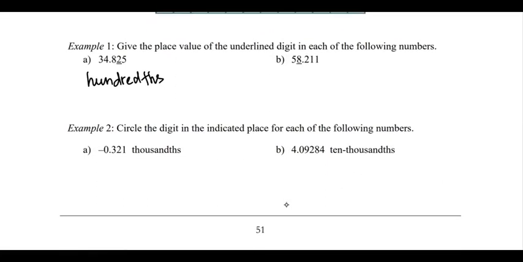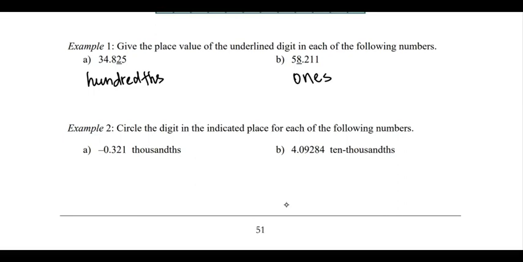Okay. So in the next number, in part B, the underlined number is to the left of the decimal point. So it's part of the whole number. And the very first digit in the whole number is in the ones place.